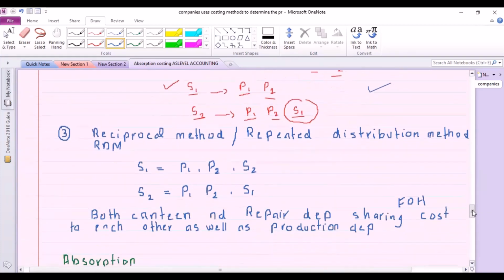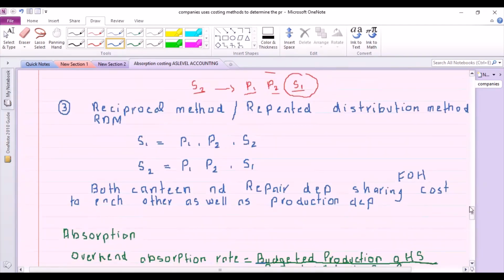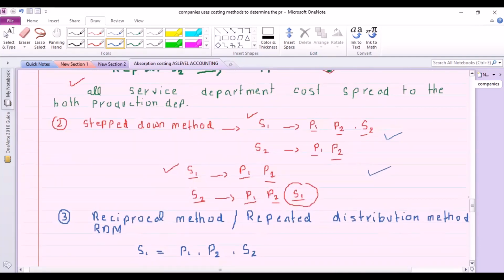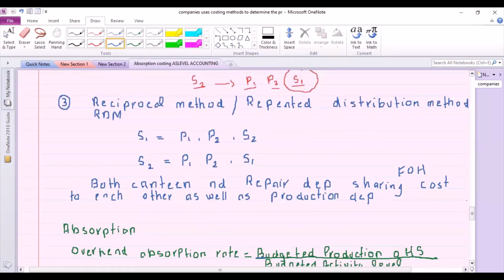Okay, so the third one is the reciprocal method, which is the repeated distribution method. Also, you can see it in short as RDM. So what is happening in this method actually? Here you can see that S1 is also sharing its cost to S2 and S2 is also sharing its fixed overhead cost to S1. The main difference is that in the step down method only one service department will share its fixed overhead cost to the other department, but in the reciprocal method, both service departments share their fixed overhead cost with each other.